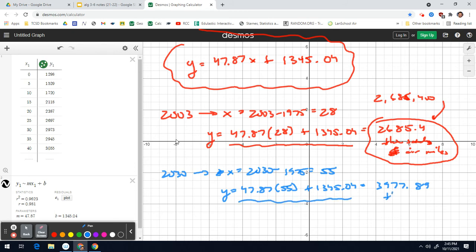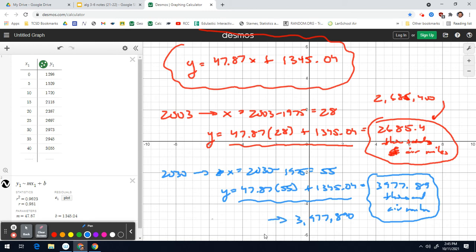And that is 3,977.89 thousand air miles. So again, that's like 3,977,890 air miles. And you can tell that's way above, right? That's growing really fast. So this might not be accurate, right? So you just have to be careful.